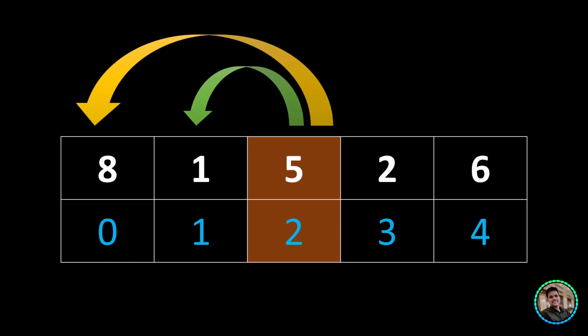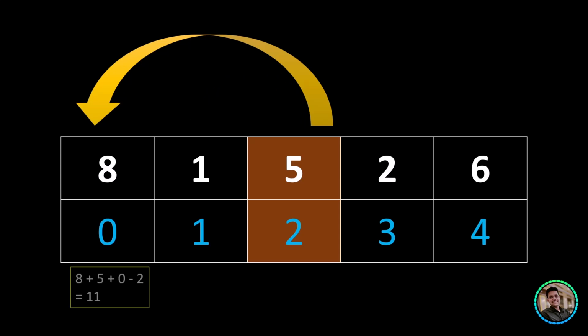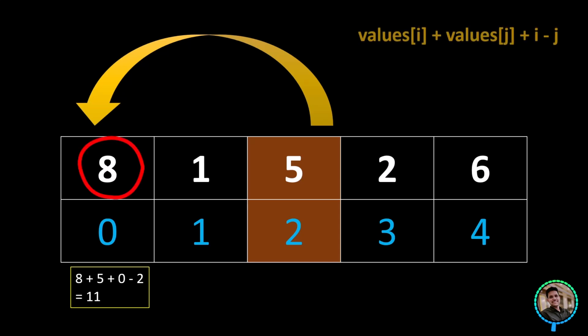So if we take the 0th index as the pair for this particular index 2, the value that it gives us is 8 plus 5 plus 0 minus 2, which is 11. Now what are these values? The formula to calculate the sightseeing spot value is values[i] plus values[j] plus i minus j, i being the index previous to the current index and j being the current index. So the values are 8, 5, 0, which is the index, and 2, which is the current index.